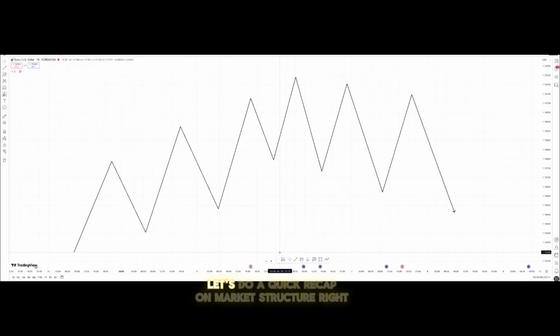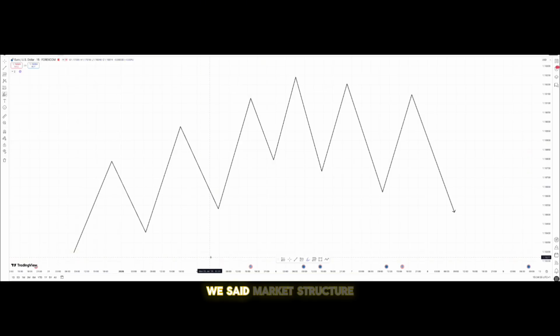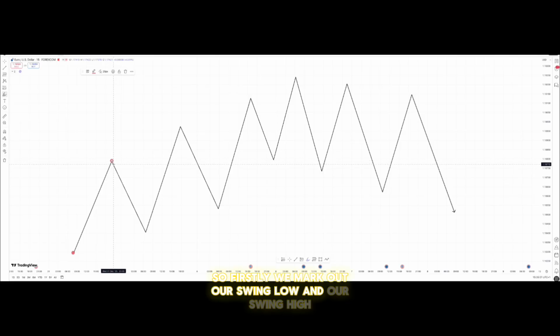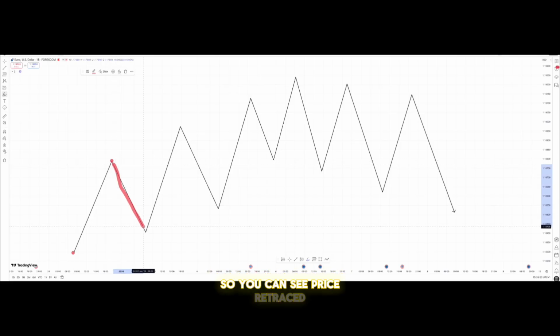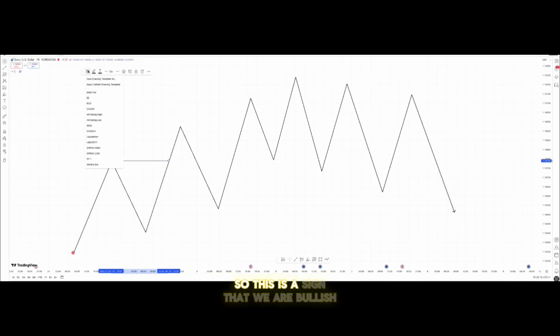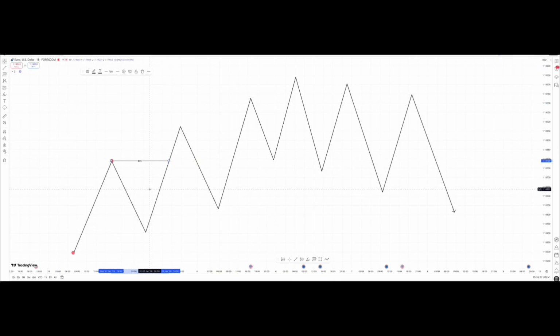Before we get into the chart, let's do a quick recap on market structure, right? Remember in our previous video, we said market structure is built using swing lows and swing highs. So firstly, we'll mark out our swing low and our swing high. You can see price retraced, then moved back to the upside and broke above the previous high, giving us a break of structure, which is an indication of bullish strength. So this is a sign that we are bullish.